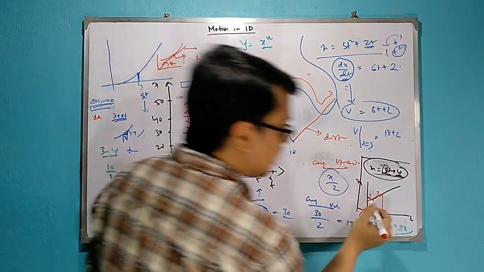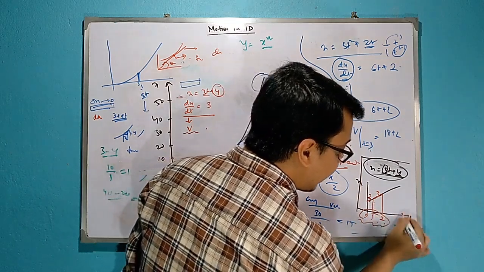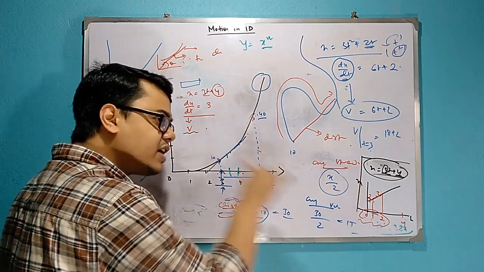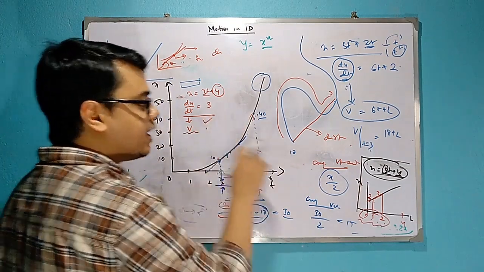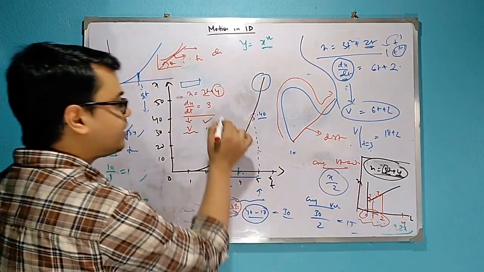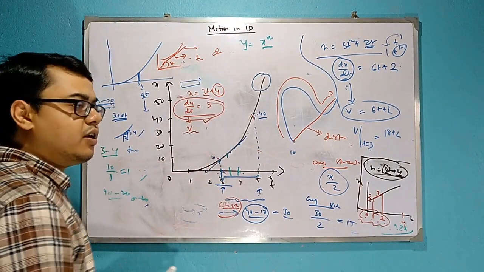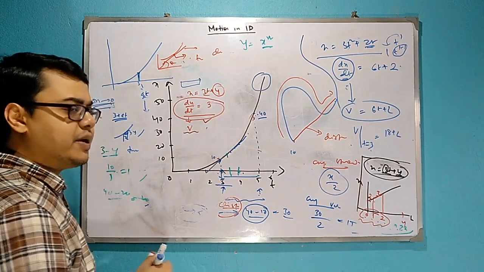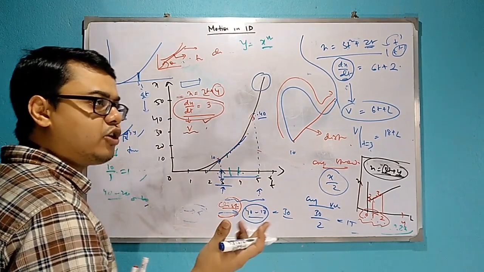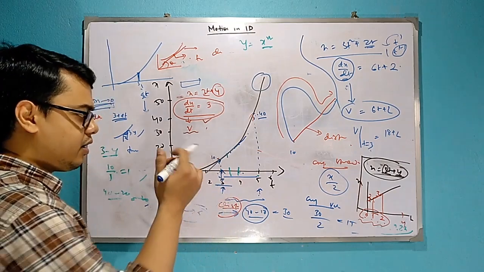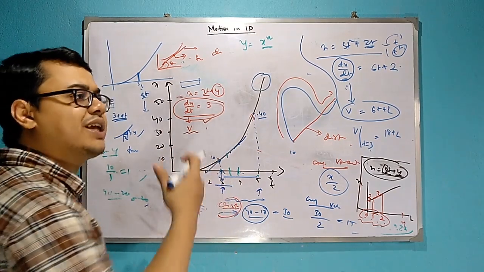Between 1 and 4, the rate of change is how much? 3. And at 1 itself, the rate of change is 3. That means its velocity is always constant. That means it is a uniform motion. So for uniform motion, velocity is constant. A particle moving with constant velocity means what? It's changing its position by the same amount in the same amount of time.